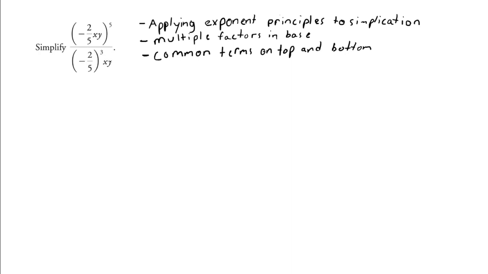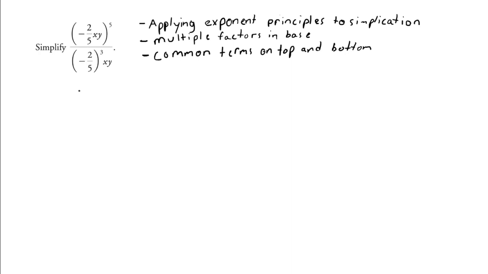these terms. So to begin this question, we want to first expand these brackets following our BEDMAS rule. So we want to open up the top bracket and we want to open up the bottom bracket. The way to do that is to look at each of these terms. So we have negative 2 over 5, and we have x and we have y. So this exponent applies to each of those three terms, right?